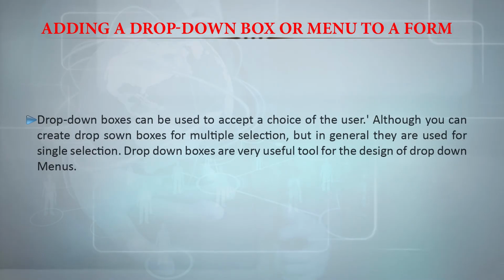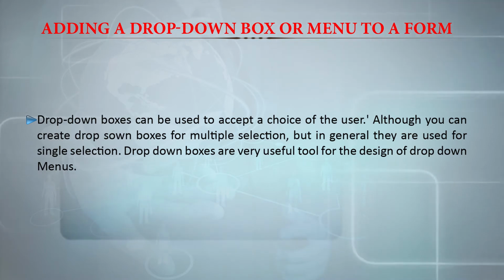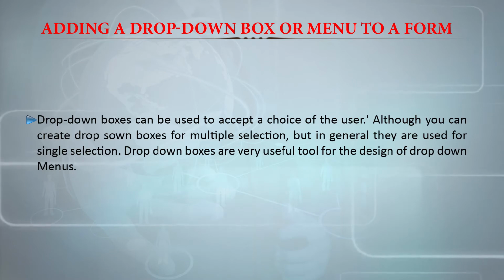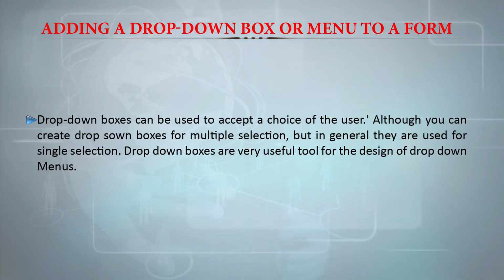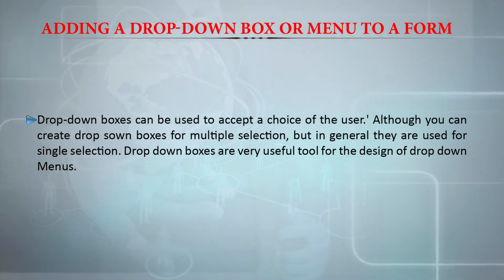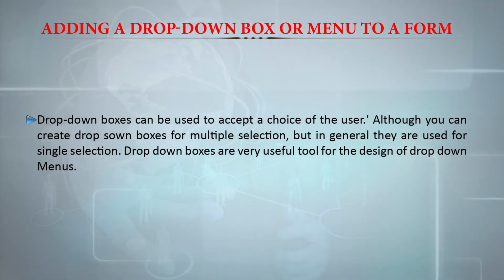Now let us see how to add a drop down box or a menu to a form. Basically, whatever elements we are discussing are very common to appear in a form. Drop down boxes can be used to accept a choice of the user. Although you can create drop down boxes for multiple selection, in general they are used for single selection. Drop down boxes are a very useful tool for the design of drop down menus.